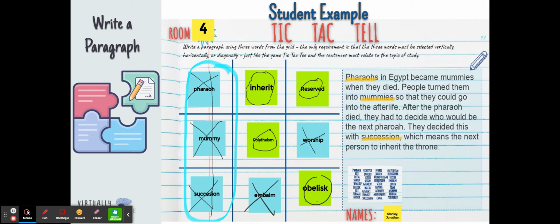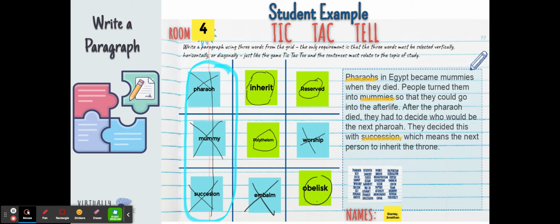This example is Pharaoh mummy succession. This is one of the better examples from the class. Pharaohs in Egypt became mummies when they died. People turned them into mummies so that they could go into the afterlife. After the pharaoh died, they had to decide who would be the next pharaoh. They decided this with succession, which means the next person to inherit the throne.